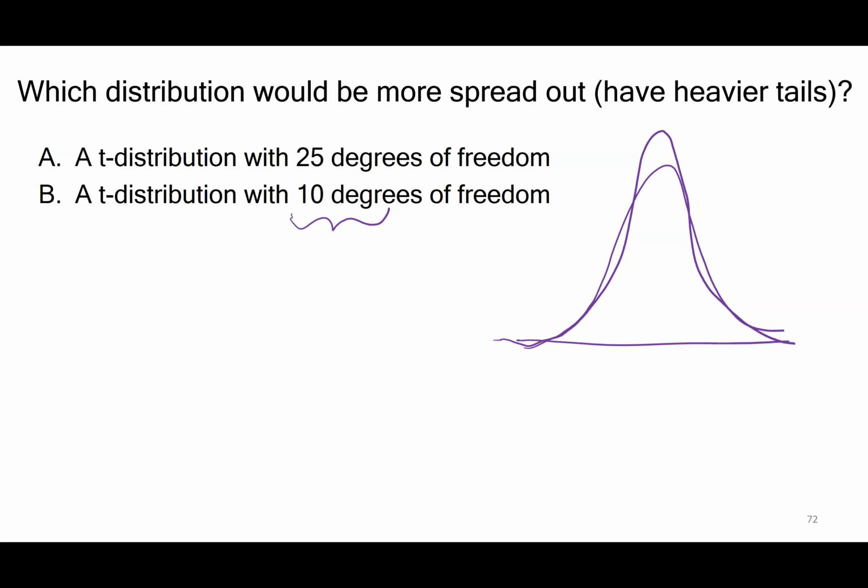So 10 degrees of freedom, that has a smaller sample size. So it's going to be B. The t-distribution with the smaller degrees of freedom will have the thicker tails. The t-distribution with the higher degrees of freedom will have the thinner tails.